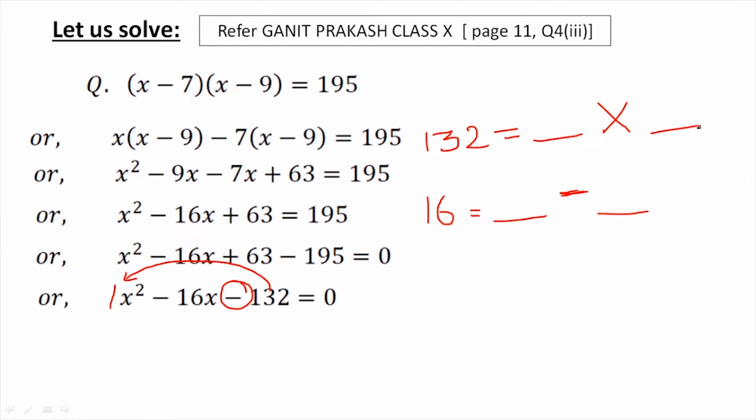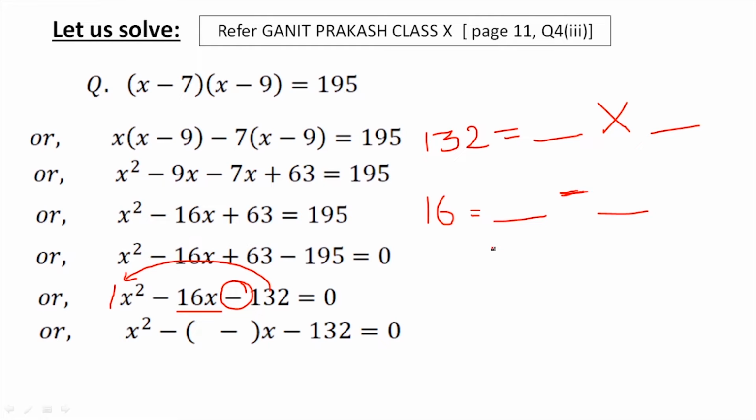So there are two conditions. There should be two numbers that, when multiplied, give us 132, and when subtracted, give us 16. So we must fill in this gap with two numbers. When subtracted they must give us 16, and when multiplied they should give us 132. So it is not as easy as the previous example.